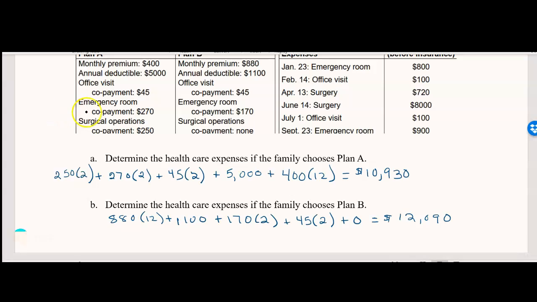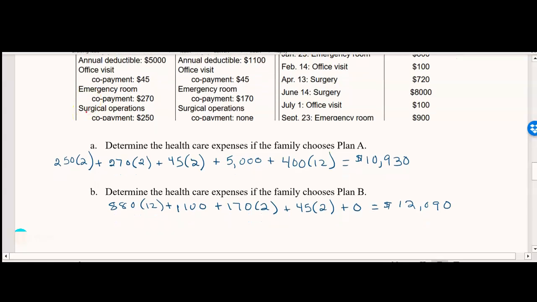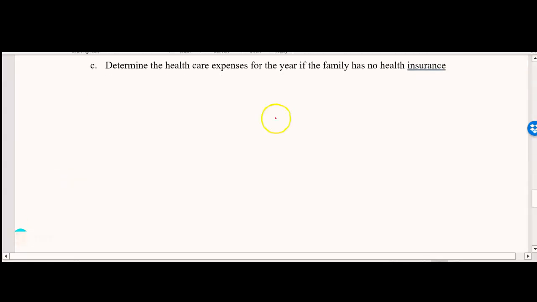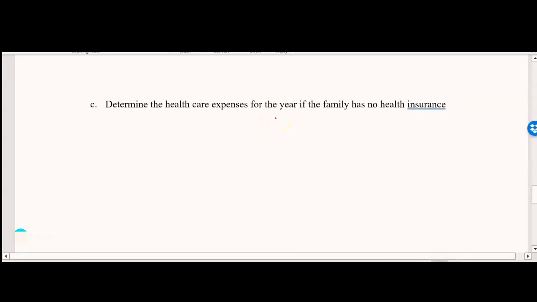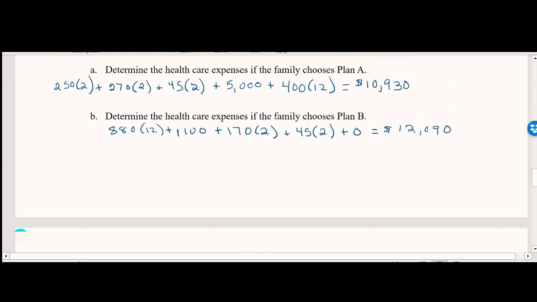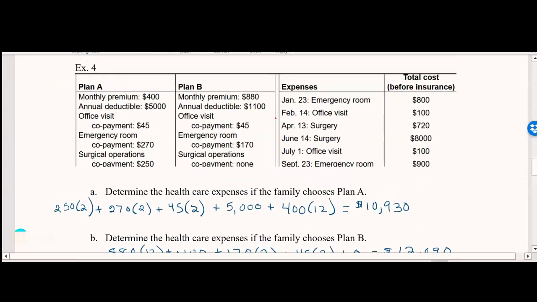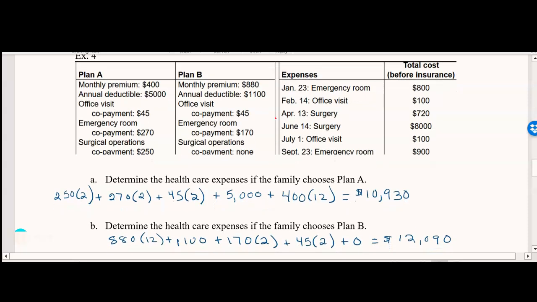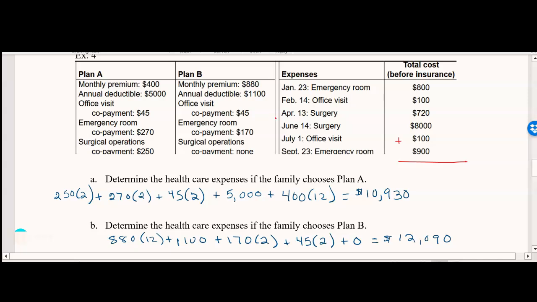It says, determine the healthcare expense, and I'll just show you, but I'm going to go back up. The last question is just determine the healthcare expense for the year if the family has no health insurance. In other words, let me go back up here. They paid for all of this out of pocket. In other words, this just added up, and that would tell us what they would have paid if they had no health insurance. So you add all of these together, and we get $10,620.